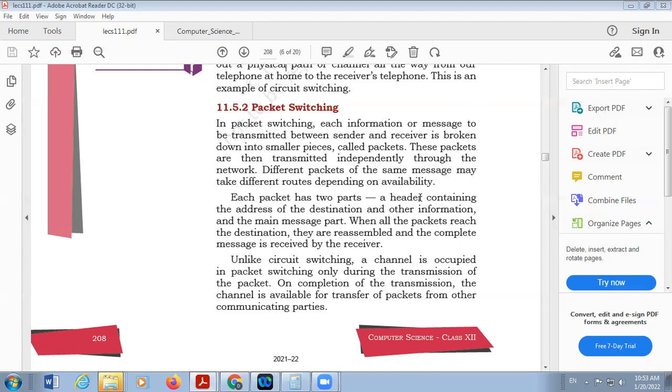Unlike circuit switching, a channel is occupied in packet switching only during transmission of a packet. There is no dedicated line or dedicated channel. It is established when we are sending the data, and it takes different routes, different channels for sending the data. On completion of transmission, the channel is available for transfer of packets from other communication parties. So, कोई भी हमारे पास dedicated line नहीं होती. तो data अलग अलग route से move करता है, अलग अलग channel से move करता है. So, is it clear?